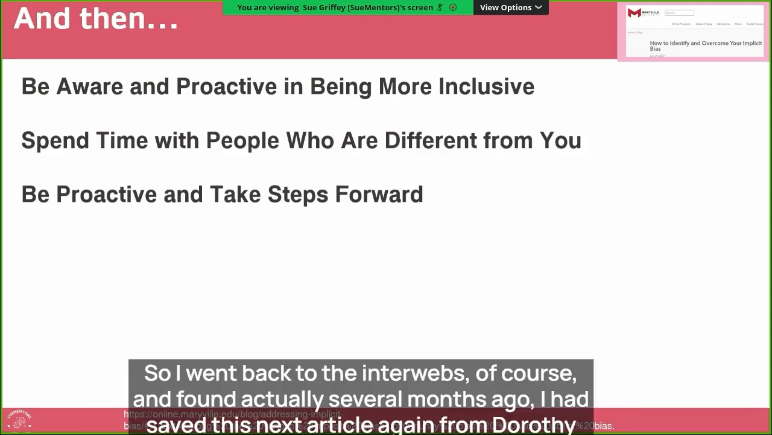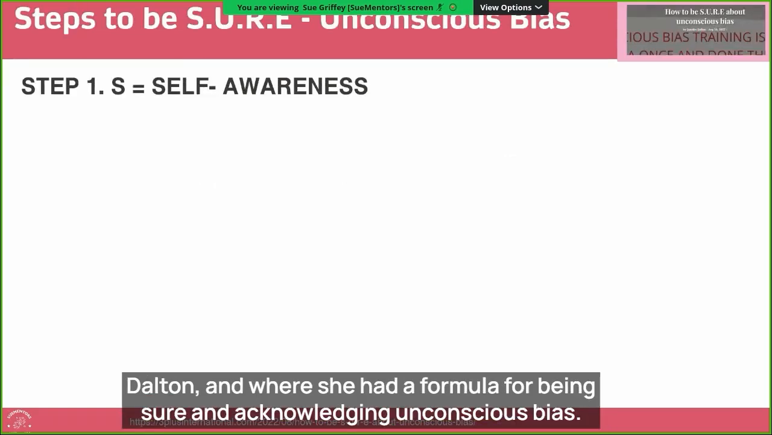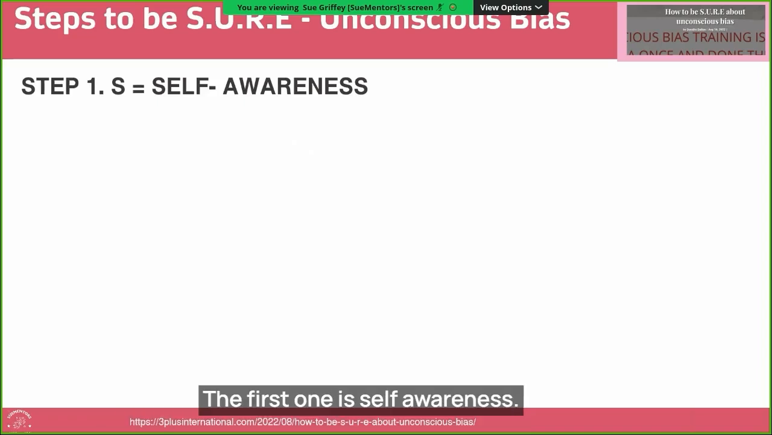So I went back to the interwebs, of course, and actually several months ago I had saved this next article, again from Dorothy Dalton, where she had a formula for being sure and acknowledging unconscious bias. The first one is self-awareness. We just saw that, take a self-inventory.